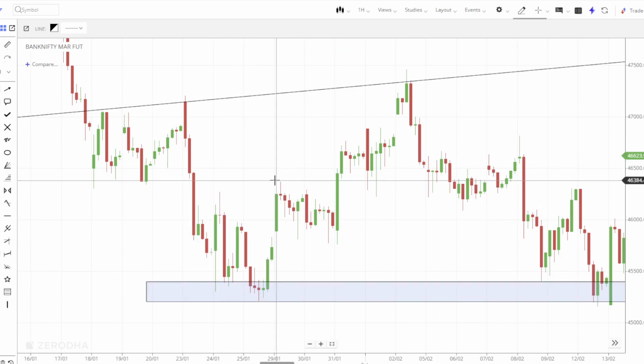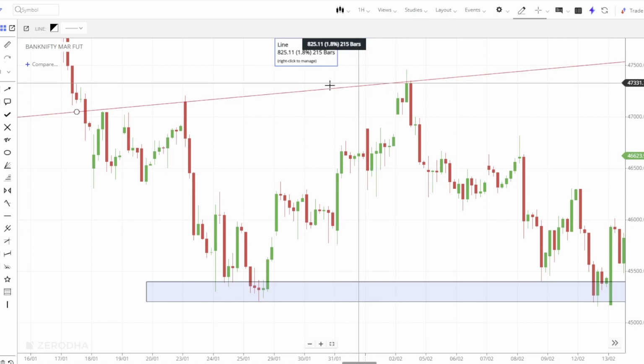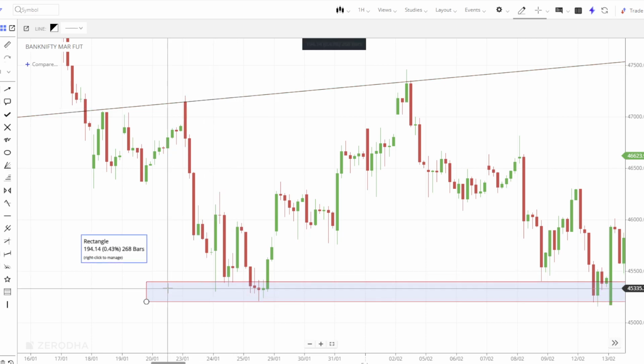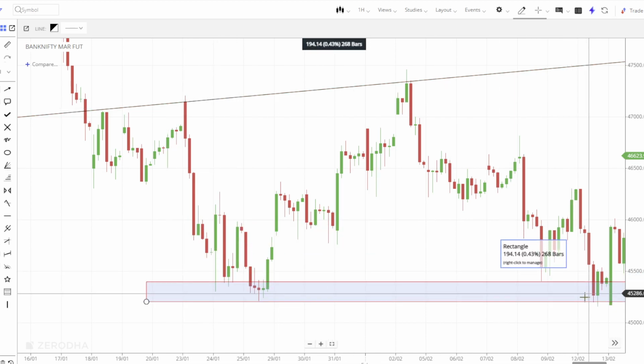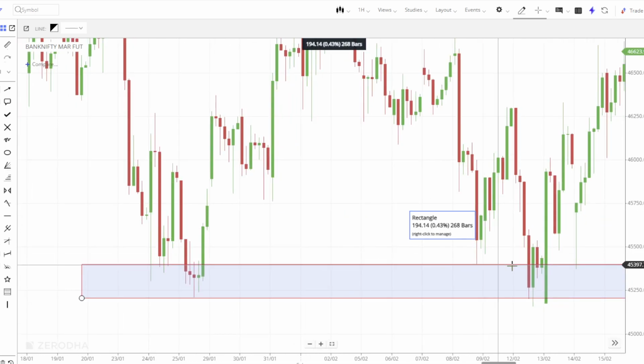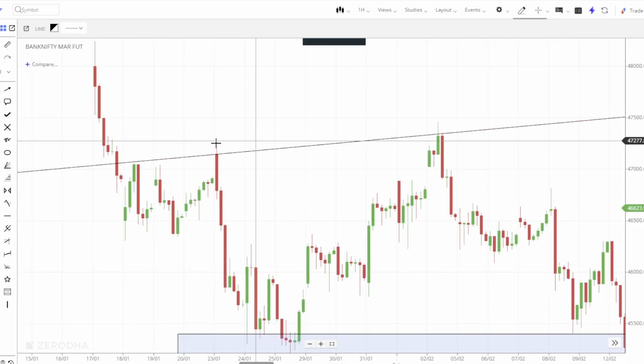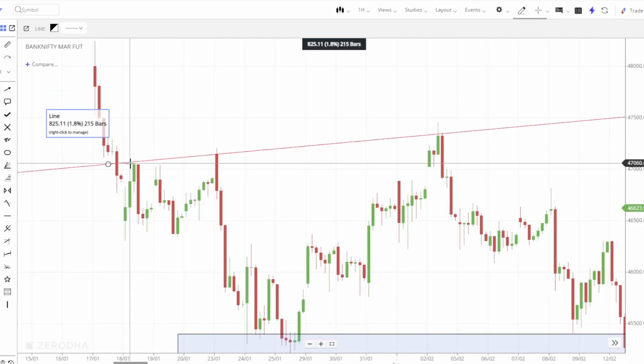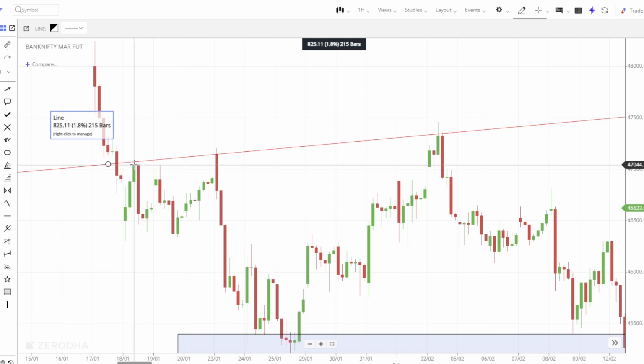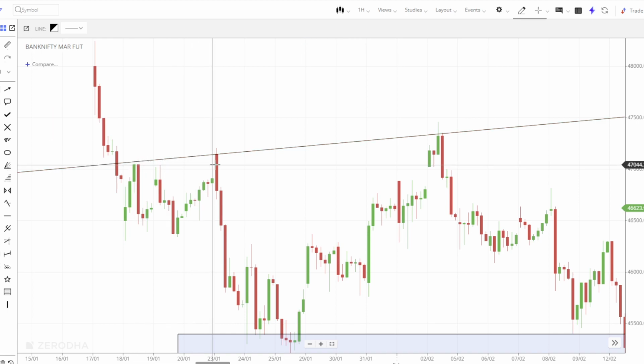Small trend breaks, small trend breaks, and it reaches this level. Here the support is solid. Whenever price comes to this level, it is taking the support, but here the resistance is not at the same place because it is trending. So when price reaches this level, you are not going to look for a sell trade.